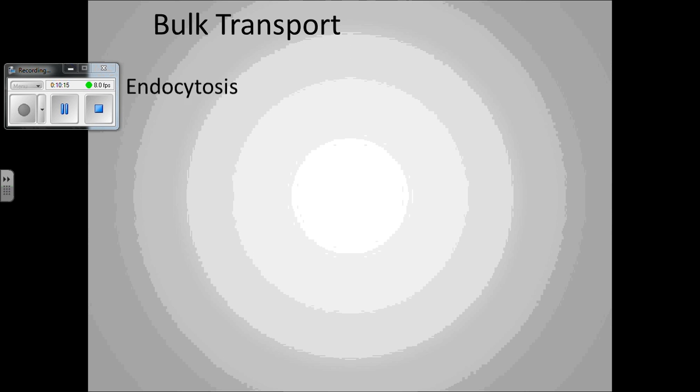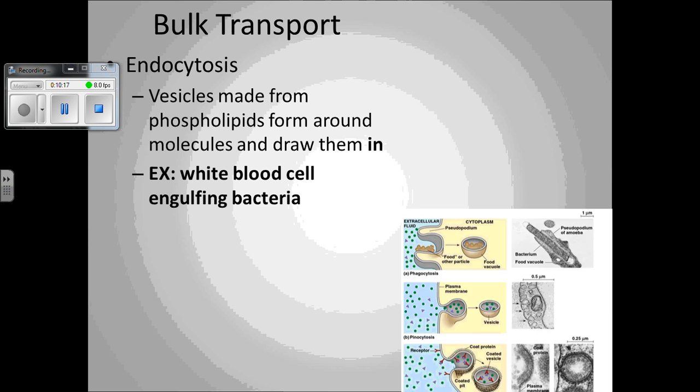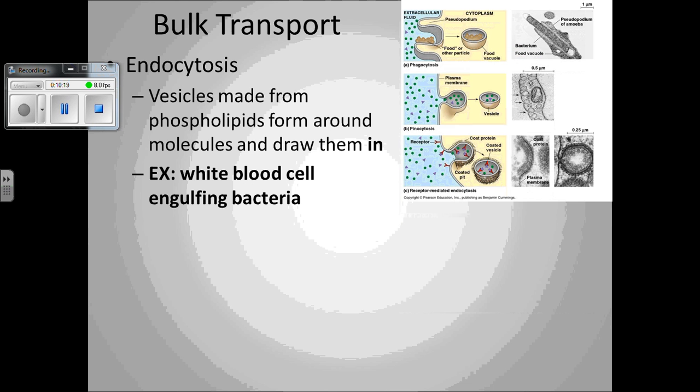Let's skip to the last page because we have two scenarios here that are going to be involved in bulk transport of bringing stuff in or taking stuff out. Endocytosis, endo meaning in, cytosis meaning cell. So we're talking about moving things into the cell. This is where something called a vesicle, and you can see the picture here, it's just a little vesicle that is made from phospholipids, and they're going to draw something in. And this is something like a white blood cell engulfing bacteria to get rid of it.